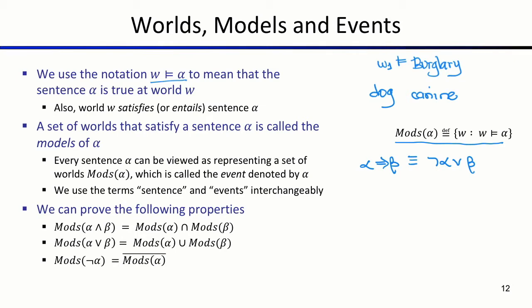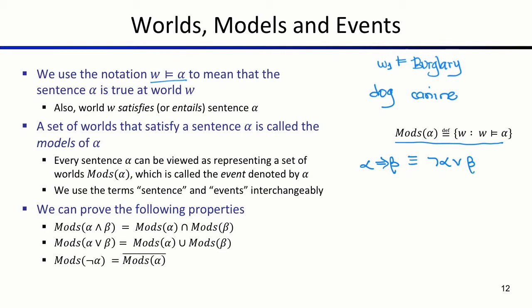So you're going to see in the future that we can define equivalence, that we can define implication based on this idea of the models of the sentences. We can also look at some properties. For instance, what are going to be the models of a conjunction of two sentences? That is very easy to prove, but also very easy to understand in a more intuitive way.